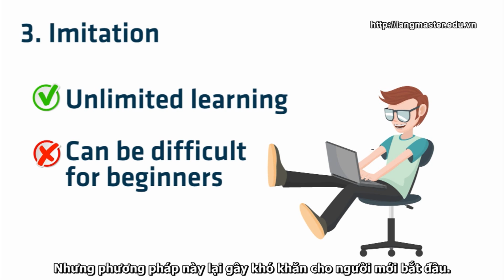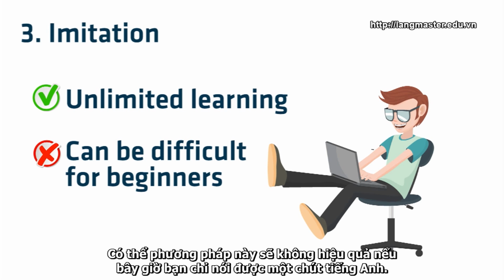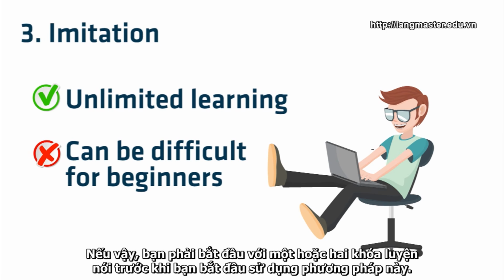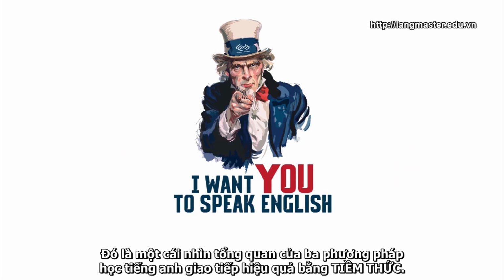But the main problem with this method is that it can be difficult for beginners. If right now you can speak English just a little bit, you may not be able to practice imitation effectively. If that's the case, you might want to start with 1 or 2 speaking courses before you start using this method. Okay, so that's an overview of 3 learning methods that work because they are all from implicit learning.